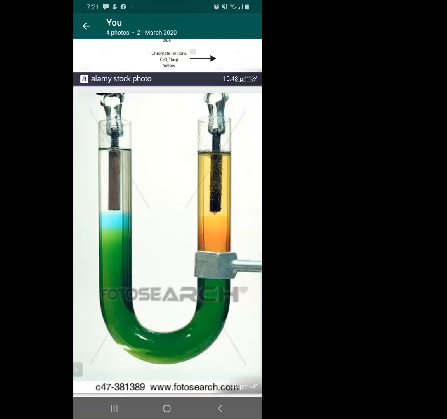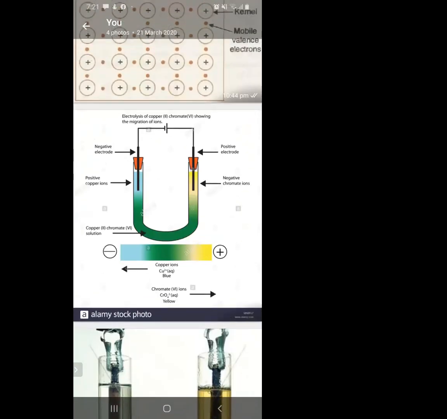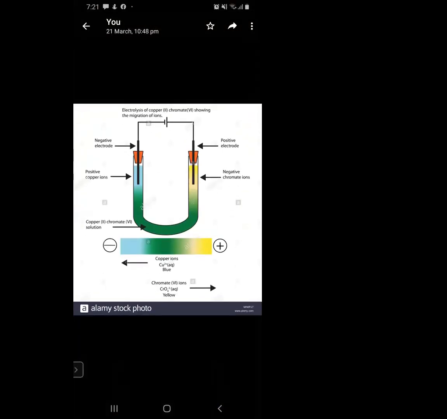Okay, look at this. This is the picture I found. See how beautiful it looks. There's this bright green at the bottom with blue near the cathode and yellow near the anode. This is another diagram I got, showing the same thing. So copper ions are going towards the cathode and chromate is going near the anode.